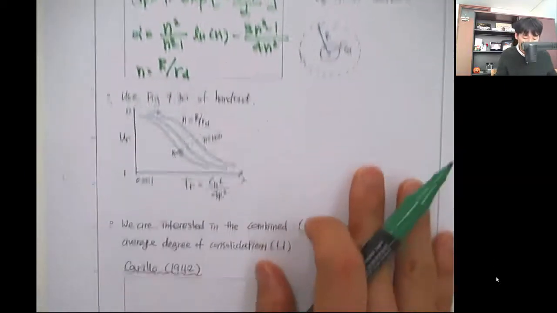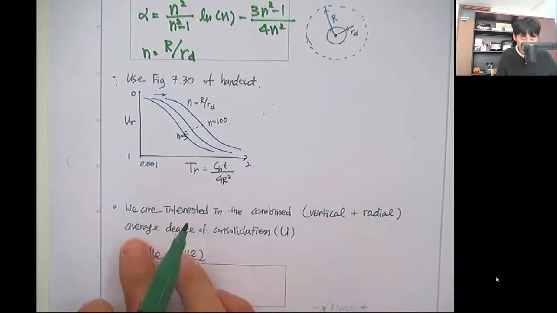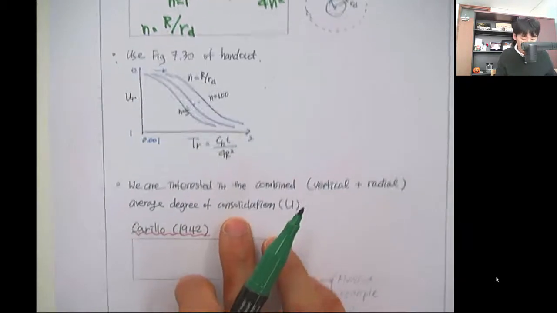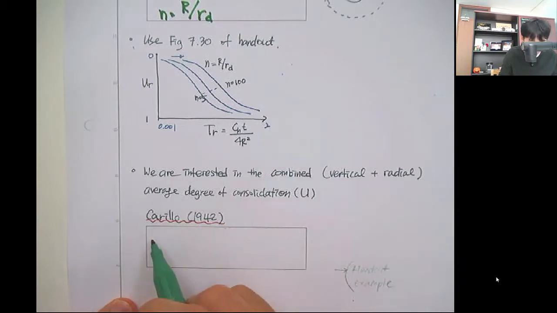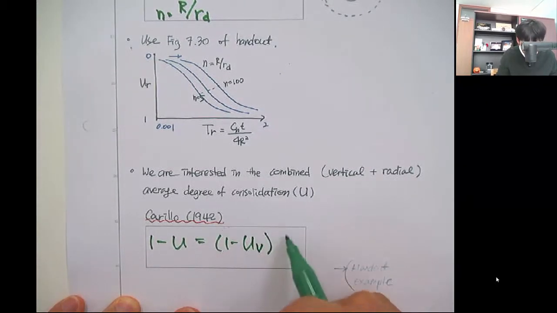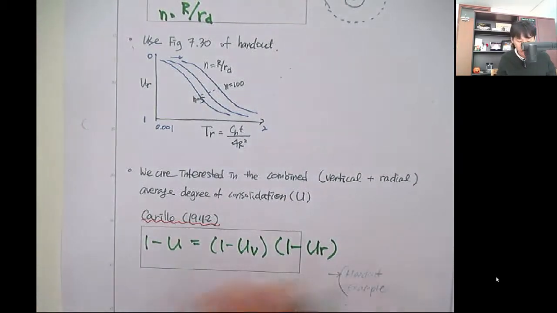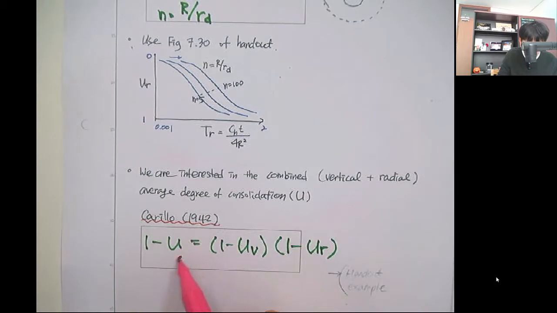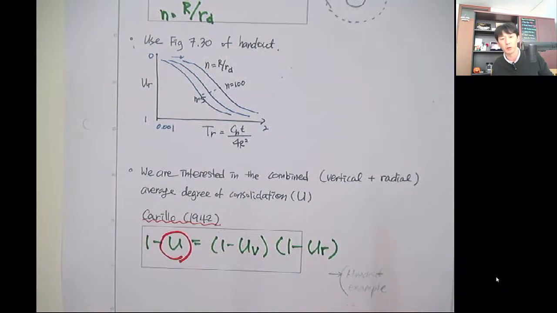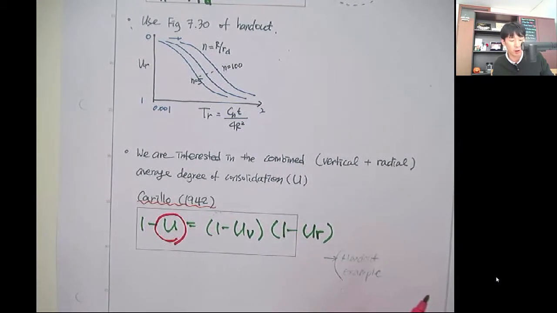So how can we combine these two? We are interested in the combined vertical and radial average degree of consolidation. So Carrillo suggested that you can get the combined degree of consolidation as 1 minus (1 minus UV) times (1 minus UR). So using this, you're going to get this representative average degree of consolidation. Then you can check whether the design value R, the spacing, or the time T is proper or not.